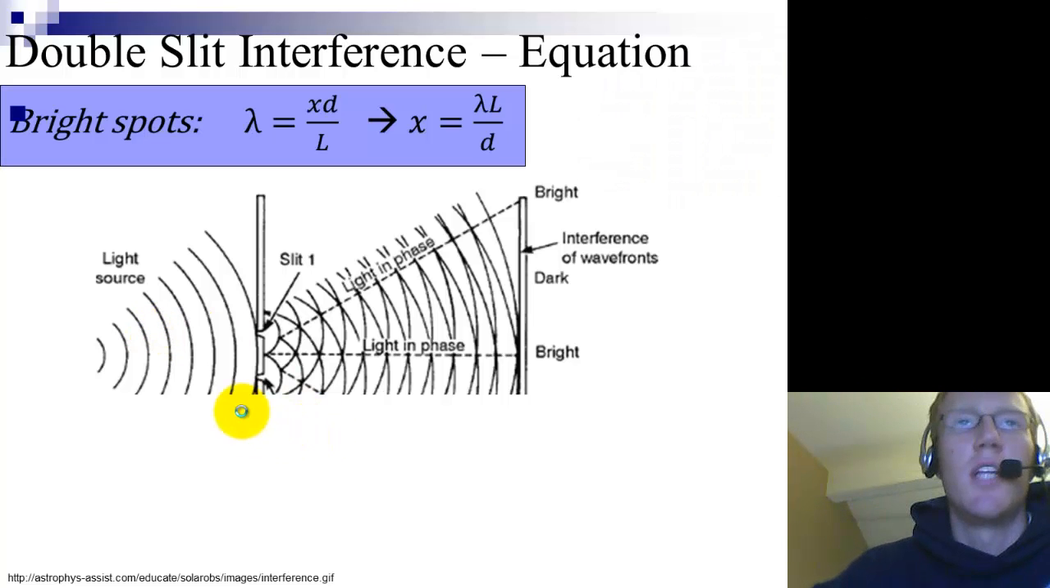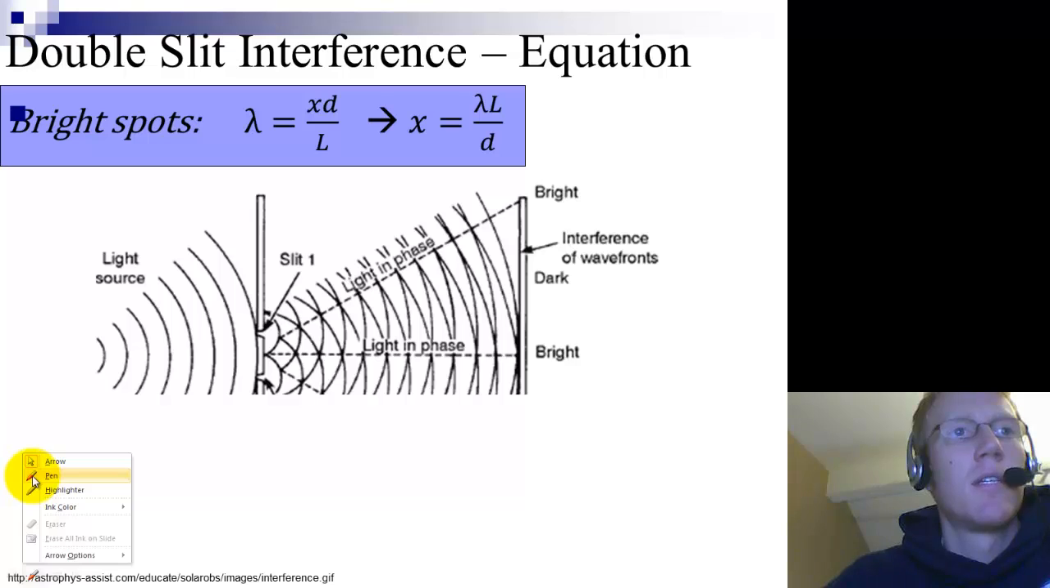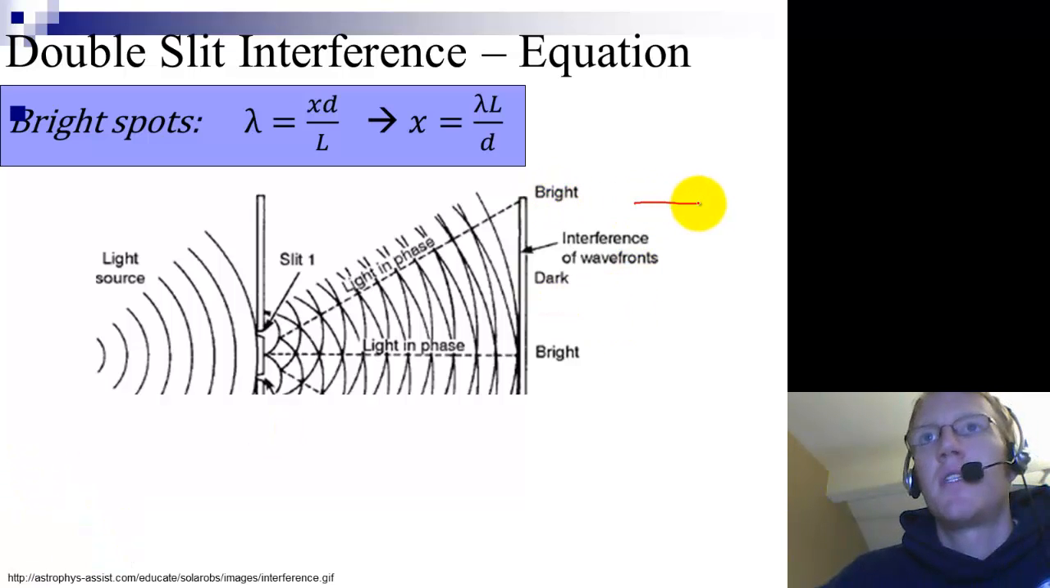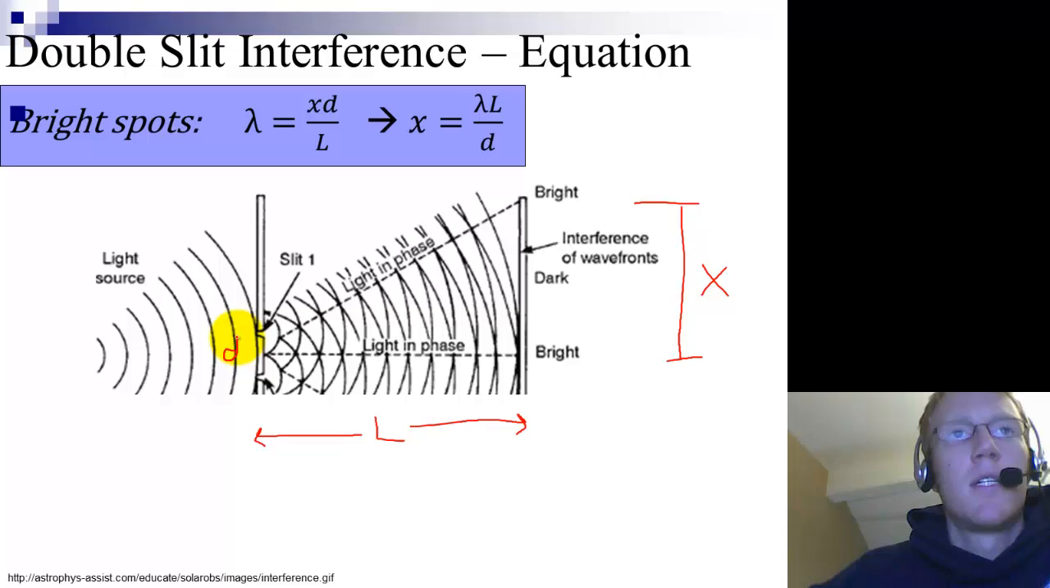Okay, so here's the slide that will allow us to do some calculations and some math. The equation that we're going to end up deriving is relating those four variables I talked about. X is going to be the distance from the bright spot to the bright spot. So this distance from the central bright spot out to the first bright spot is the distance x. L is the distance from the screen over to the slits. D is the distance between the slits. And of course, lambda is the wavelength.